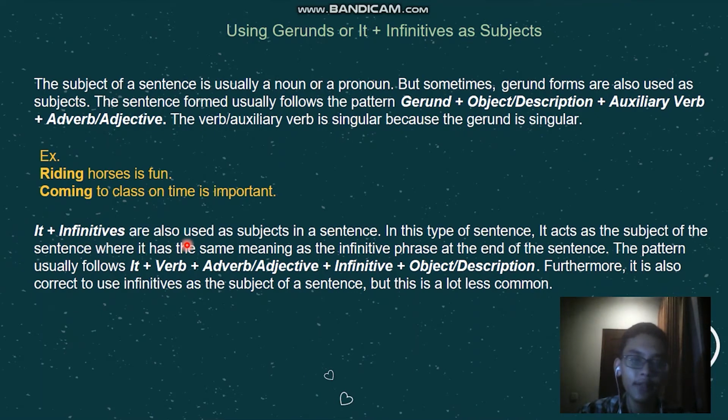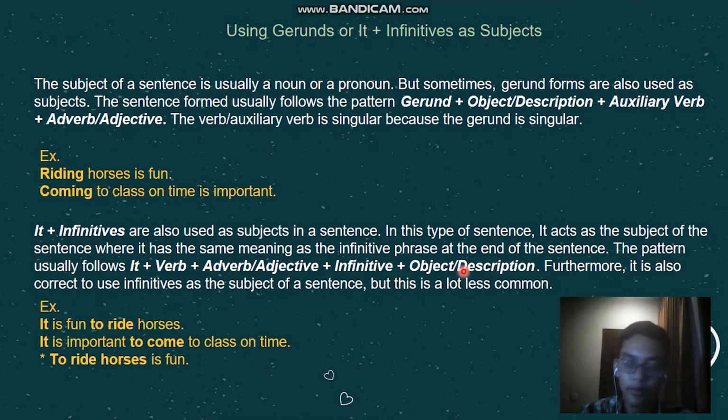And it plus infinitives are also used as subjects in a sentence, but in this type of sentence, it acts as the subject of the sentence, where it has the same meaning as the infinitive phrase at the end of the sentence. The pattern usually follows it plus verb plus adjective plus infinitive and an object or description. For example, it is fun to ride horses, or it is important to come to class on time. Here, it refers to the infinitive to ride, and the second it is referring to the infinitive to come.